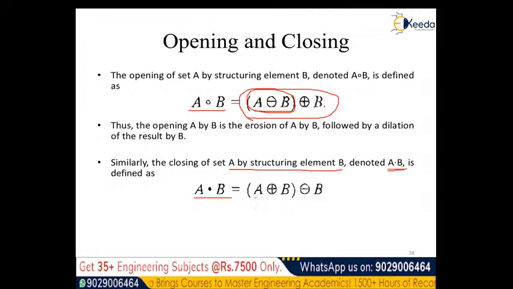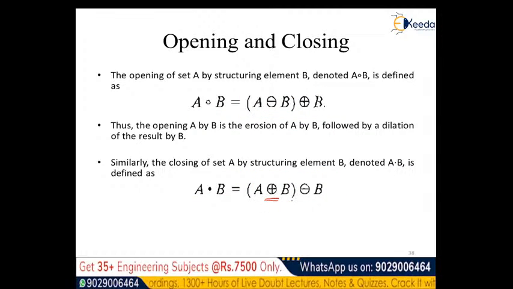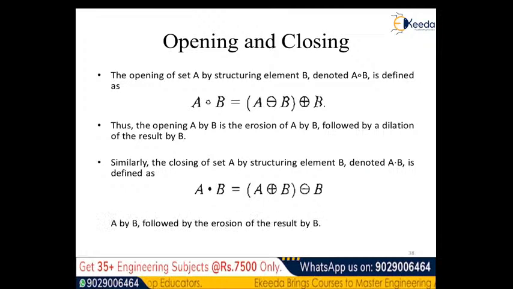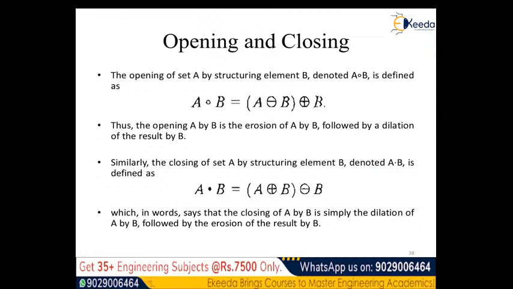First of all, we have to perform dilation of A by the use of structuring element B, and the dilated version is then further eroded by capital B. So here it is the dilation sign and here it is the erosion sign. So this is completely reversed compared to what we have seen in the previous case. For opening, we have first of all erosion followed by dilation, whereas for closing, first of all we have dilation followed by erosion.